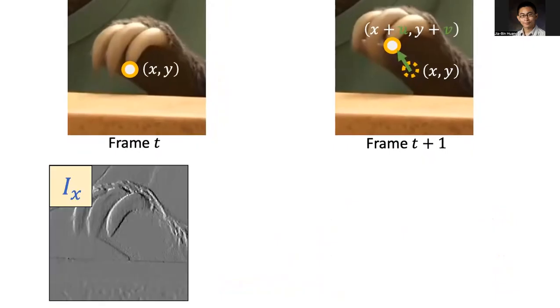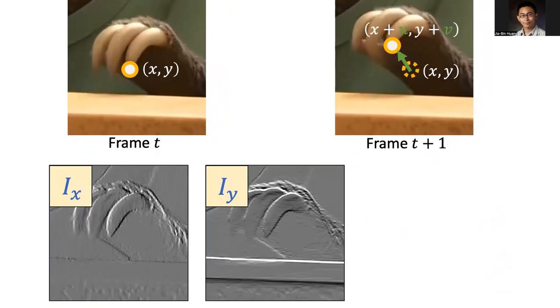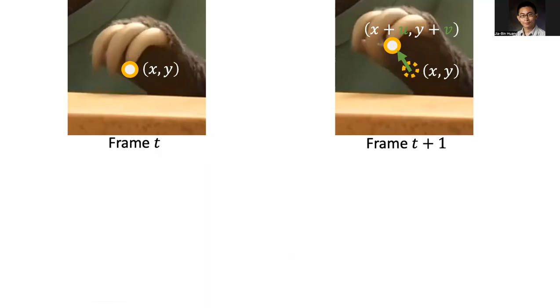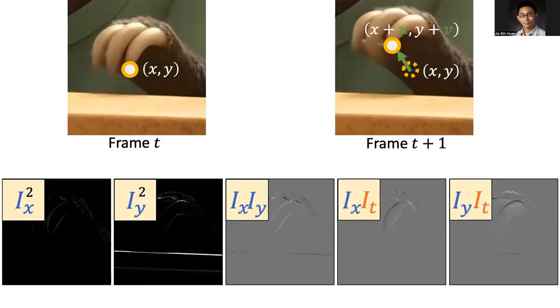All right, so this is the process. You have two frames and you compute the X gradient, Y gradient, and a temporal gradient. The temporal gradient is just taking this frame and the next frame and subtracting them, computing the difference. Once you have this, similar to the previous stage, you need to prepare the X gradient square, Y gradient square, and XY gradient, and you also need to compute the IXIT and IYIT. So you basically prepare all the things you need.